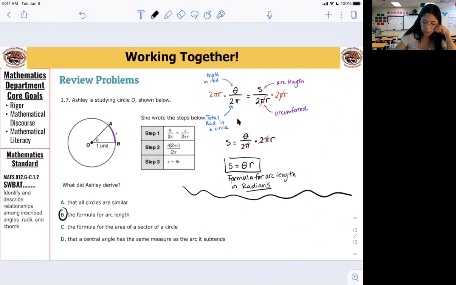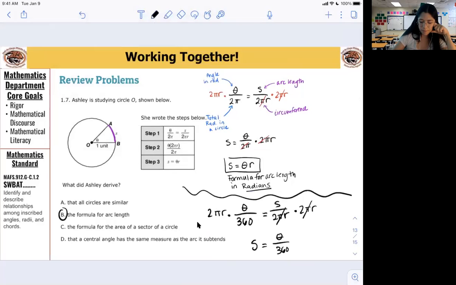Now let's do the formula in degrees. Nothing changes on the right side. I'm still going to multiply times 2 pi r, which cancels out. But is anything here going to cancel? Does anything else cancel on this side? No. So the formula in degrees will look like this.